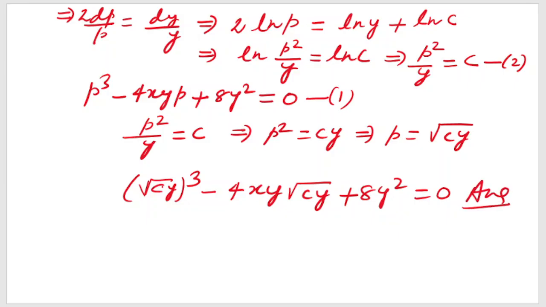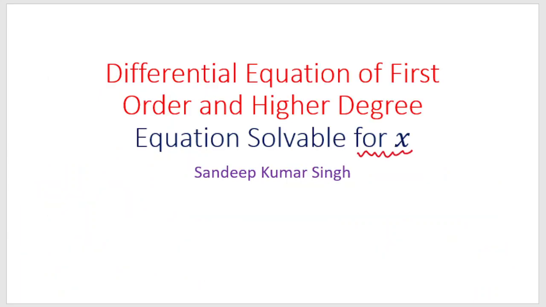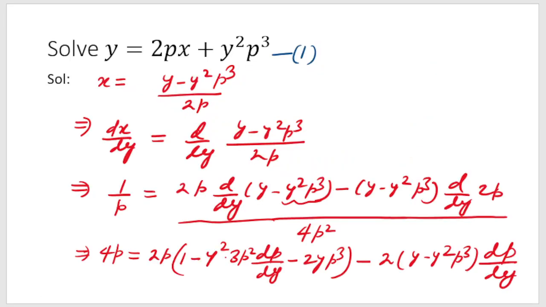So I hope you are clear about the process of solving the differential equation, where it is easier to solve it for x. So what is the major difference? The first one is that when you solve it for y, you differentiate it with respect to x and you replace dy by dx by p. But when you solve it for x, you differentiate this with respect to y and you replace dx by dy by 1 by p.